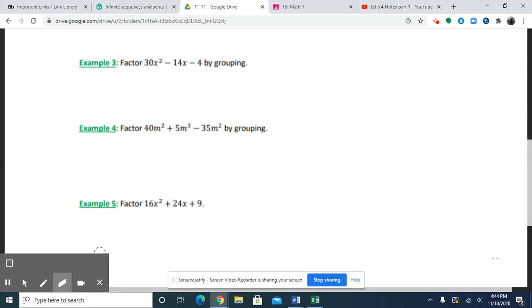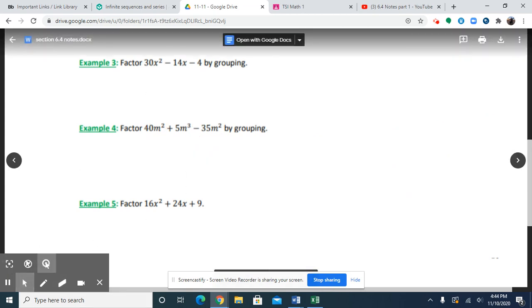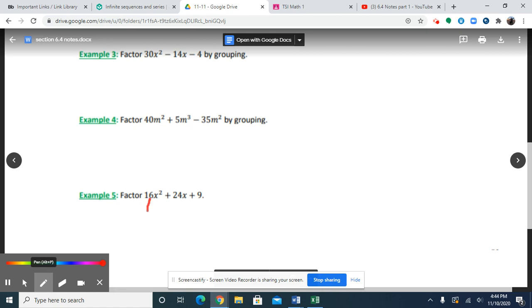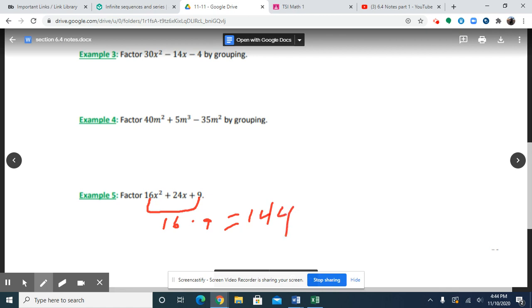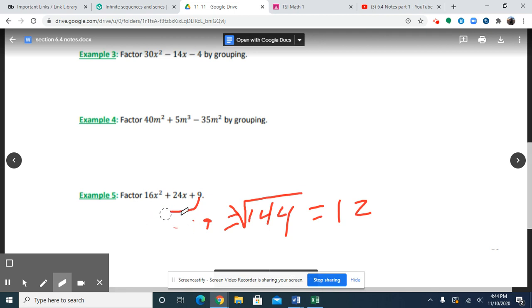And finally, let's look at the last example here. Now there's nothing to factor out there, so we're just going to go ahead and multiply 16 times 9. Now 16 times 9 ends up being 144. Now what's interesting about this is that this is a perfect square. If we take the square root of 144, that should be 12. That's a pretty good indication that we're going to end up with a perfect square here.